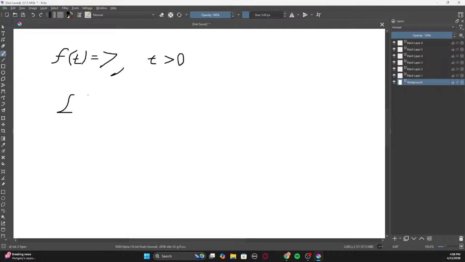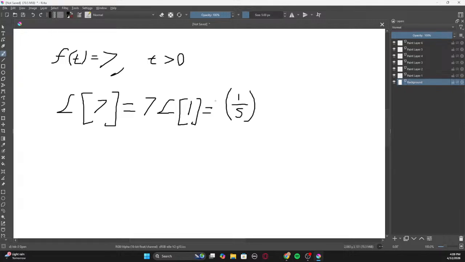So the Laplace transformation of 7 is equal to 7 times the Laplace transformation of 1, and the Laplace transformation of 1 is equal to 1 over s. Times 7, which means that this should be equal to 7 over s. So this one's actually quite simple. And we test it out. So 7 over s, and we got that one right.